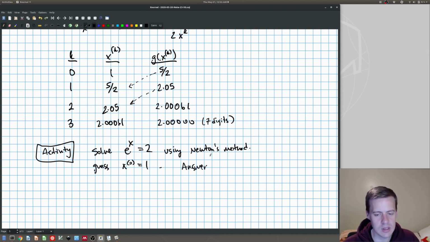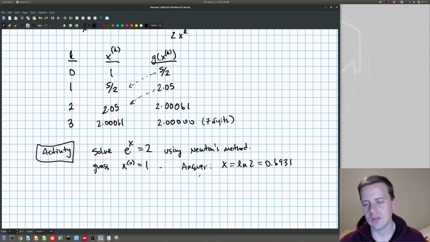The answer is going to be the following. The answer is going to be x is equal to natural log of 2, which is 0.6931. So you know that that's what it should be, but follow this same procedure. Take the standard form, take the derivatives, make a little table, see if you can't get that to go. I'm not going to rework that whole example for you.